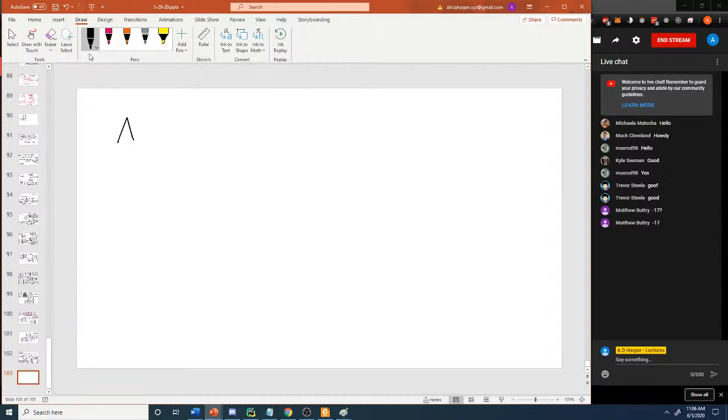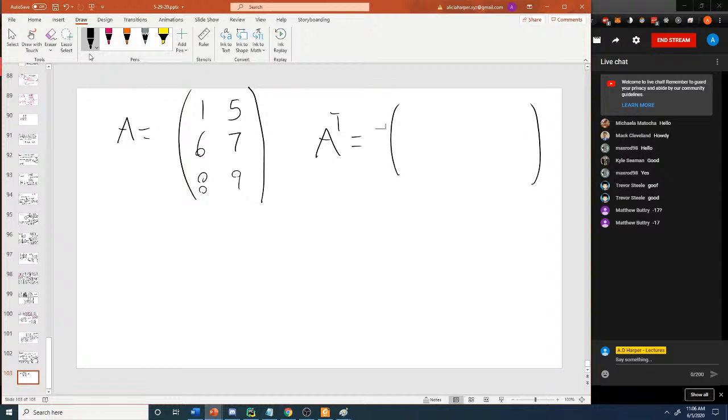Let's suppose I have the matrix A that looks like this: 1, 5, 6, 7, 8, 9. Now I can figure out what the matrix A transpose is. First off, I note that I have 3 rows and 2 columns, so I'm going to have 2 rows and 3 columns. And I just kind of flip it around. So here I'll have 1, and then I'll have 6, 8. And then down here I'll have 5, 7, 9.